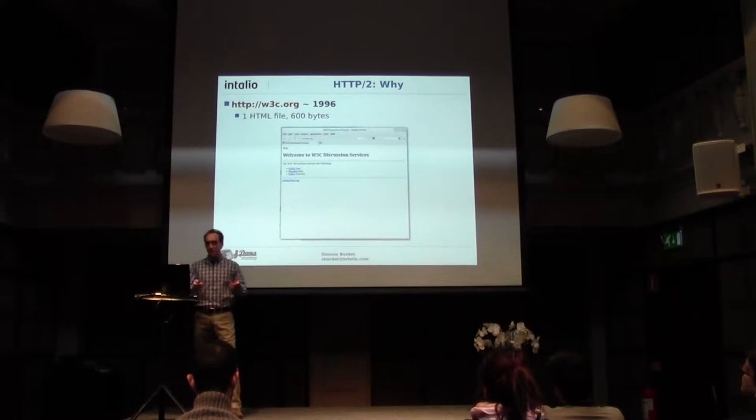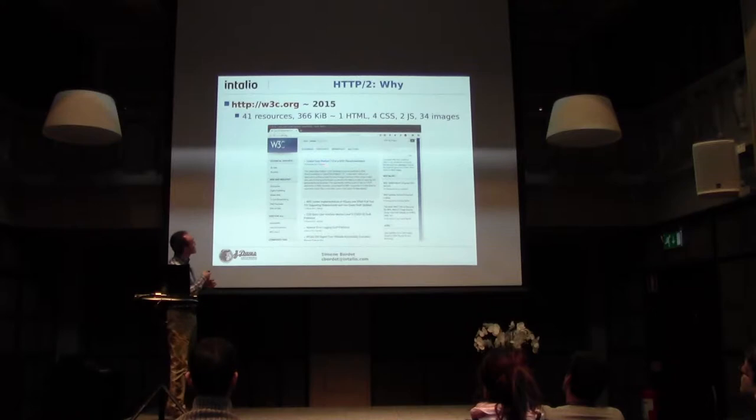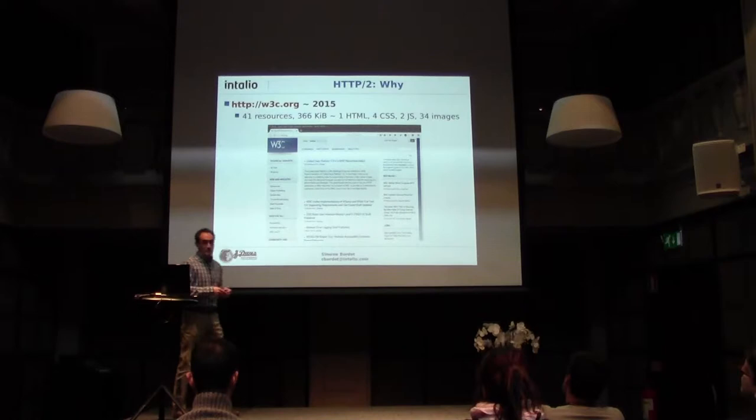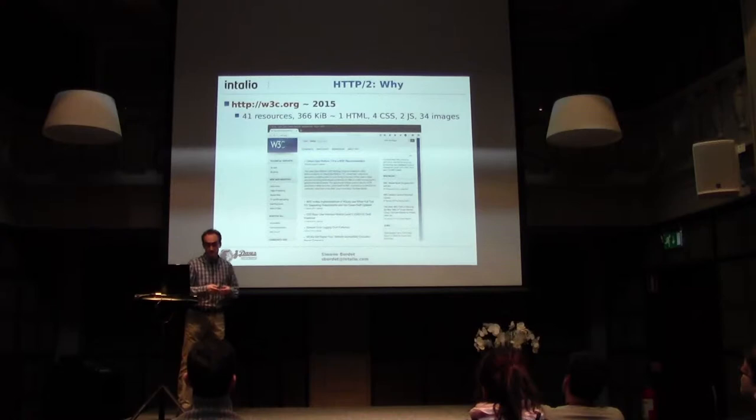Well, fast forward to today, and this is the current 2015 page. It's made of 41 resources for 366 kilobytes: one HTML, four CSS, two JavaScript, 34 images. So this means that basically this page has become 40 times more resources, almost 60 times bigger in download size, and it is not even close to the average web page that we have today in the web.